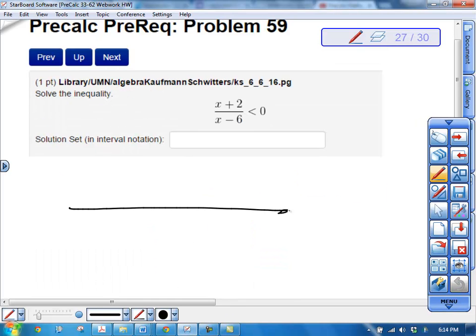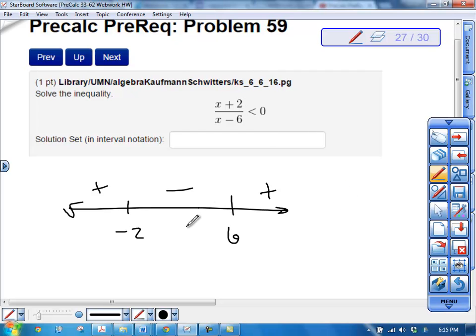Same thing here. I'm not going to graph this. I'm going to make a number line and put the key points on here. The key points are where it's 0, so negative 2, and also where it's undefined, which would be 6. And then I'm going to test each of these intervals. If I plug in negative 3, I get a negative in the numerator and a negative in the bottom, so that'd be positive. If I stick in 0, I get a positive in the top and a negative in the bottom, so that'd be negative. And then I'll test a number bigger than 6, like 7. That gives me a positive in the top and positive in the bottom, so that'd be positive.